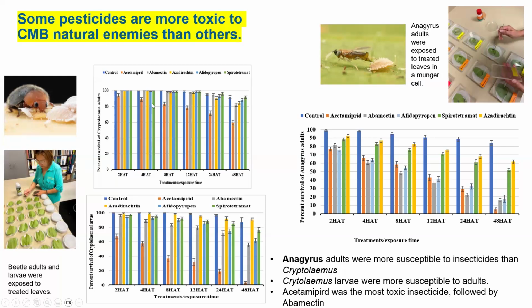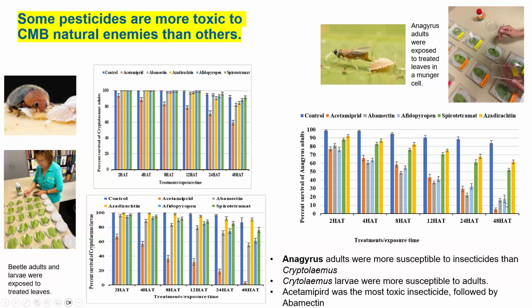And as you can see, Cryptolaemus adults are pretty tolerant. Most of the insecticides didn't affect their survivorship. Acetamiprid was the one that affected survivorship 48 hours after exposure. Same product, more harsh on larvae. Also on Anagyrus, of all the products tested, acetamiprid was toxic. After 48 hours, you have less than 10% survival.